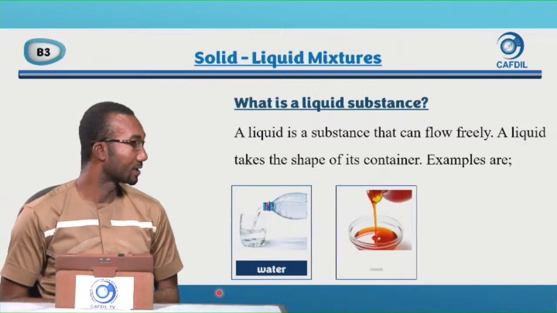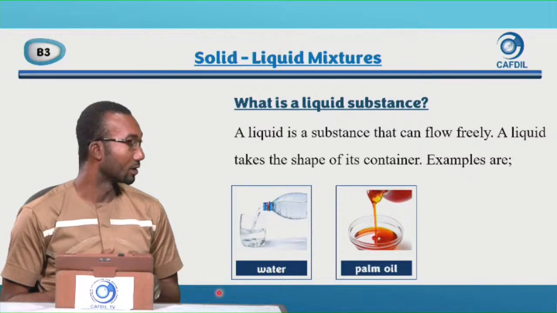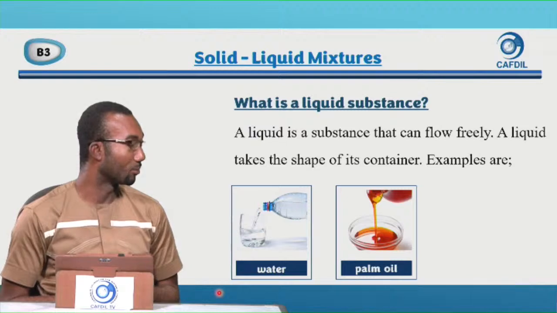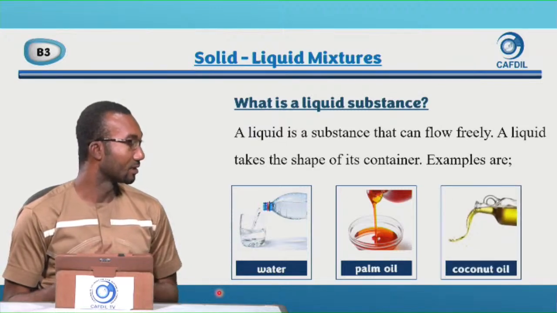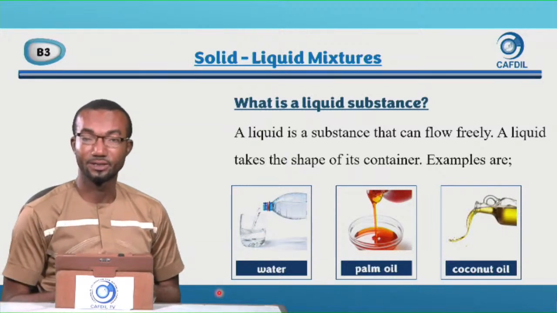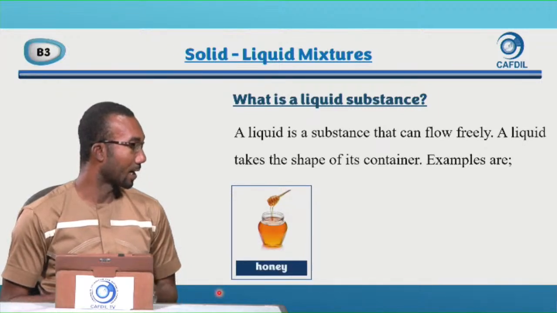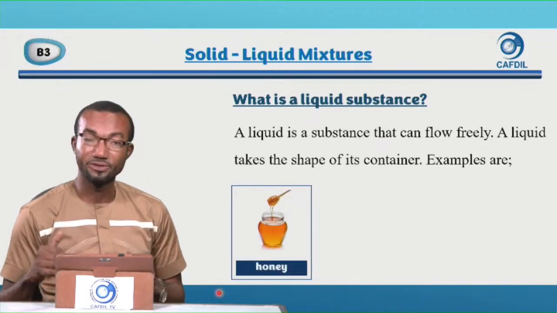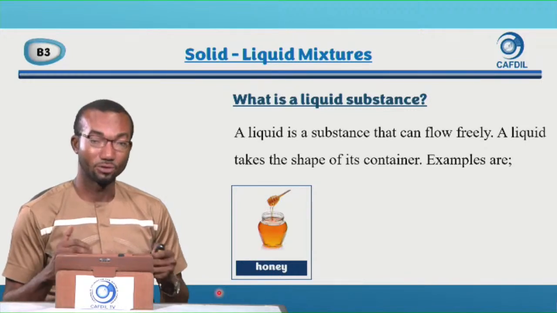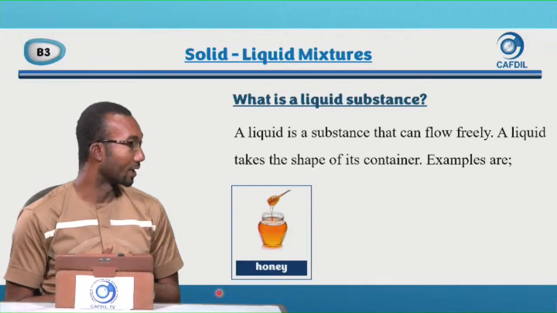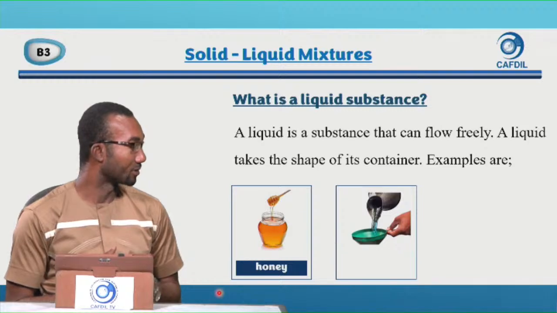If you look at this palm oil, it also flows freely from the bottle and takes the shape of the bowl. If you take this oil too, this coconut oil, it flows freely from the bottle. Let's look at another example. You see this honey. This honey too flows freely. It has taken the shape of the bottle there, or the object you see.